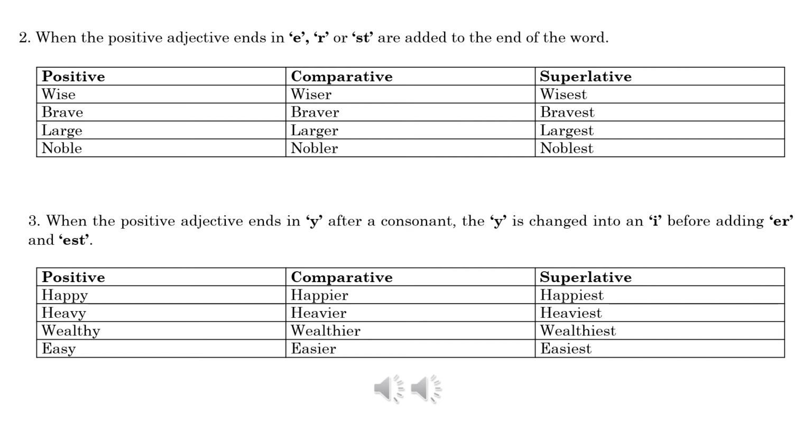3. When the positive adjective ends in y after a consonant, the y is changed into an i before adding er and est. Examples: positive, happy; comparative, happier; superlative, happiest. Positive, heavy; comparative, heavier; superlative, heaviest. Positive, wealthy; comparative, wealthier; superlative, wealthiest. Positive, easy; comparative, easier; superlative, easiest.